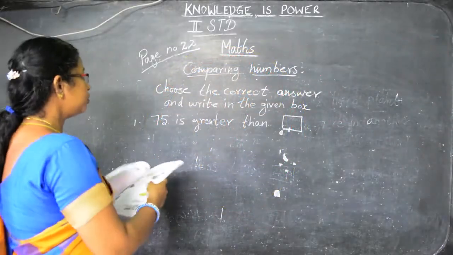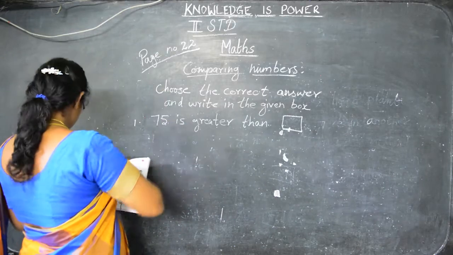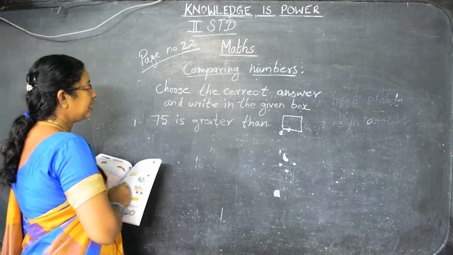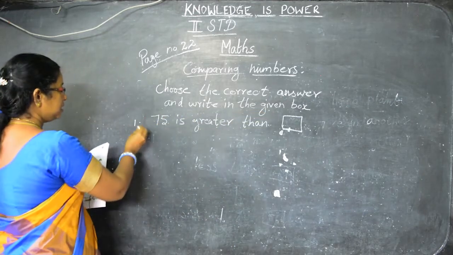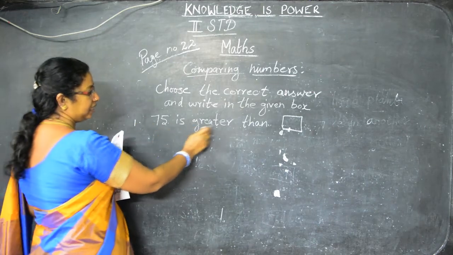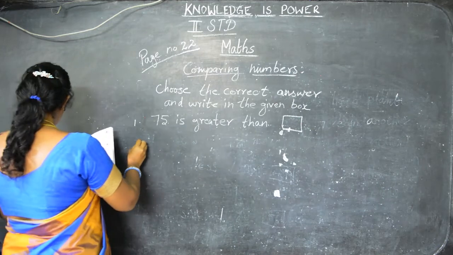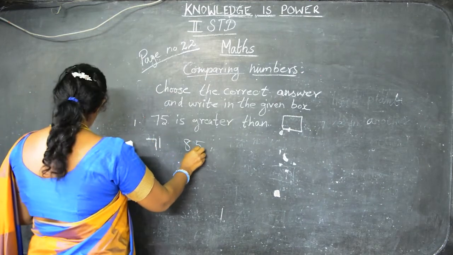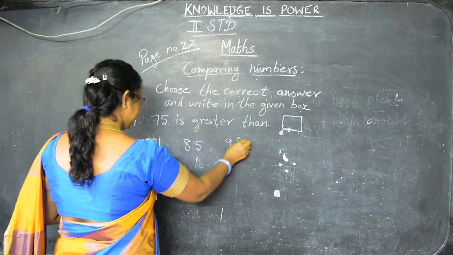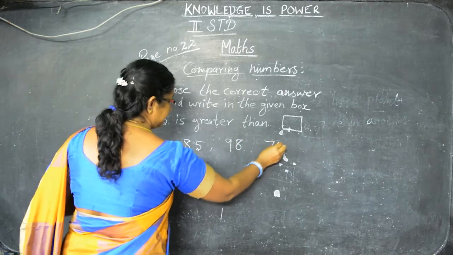Children, now we are going to continue the class comparing numbers, page number 22. Choose the correct answer and write in the given boxes. See here children, 71 is greater than. Box is given here. Now the options are 71, 85, 98, 98, then 75 is given.